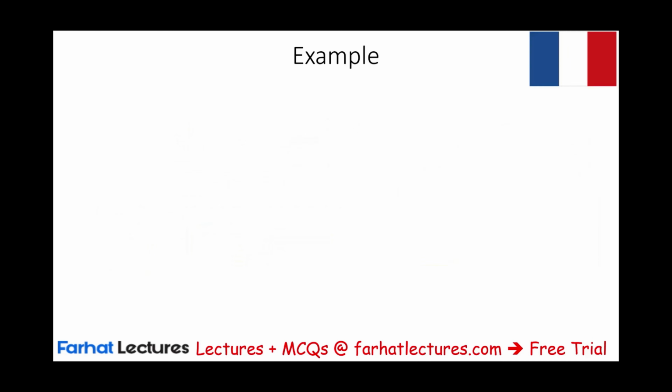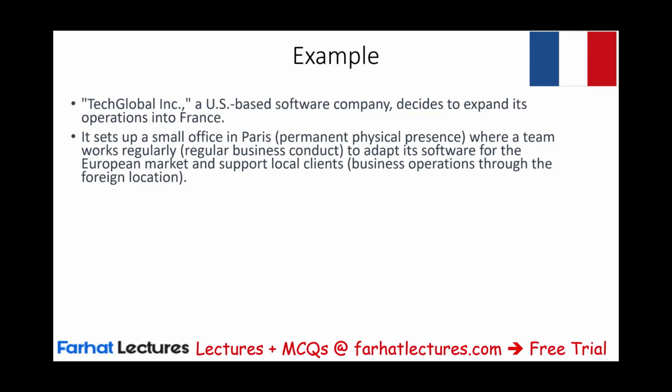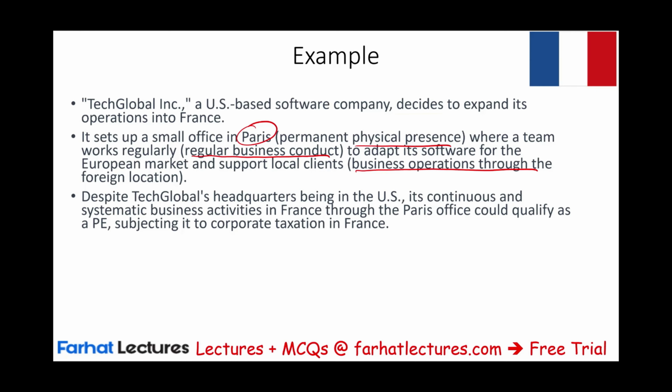Now, let's take a look at a quick example. Let's assume Tech Globe Inc., a US-based software company, decides to expand its operation in Europe. It sets up a small office in Paris. Well, this is a physical presence where a team conducts business on a regular basis, so regular business conduct, to adapt its software for the European market and support local clients. And we're doing business operation through a foreign location. We have a permanent presence here.